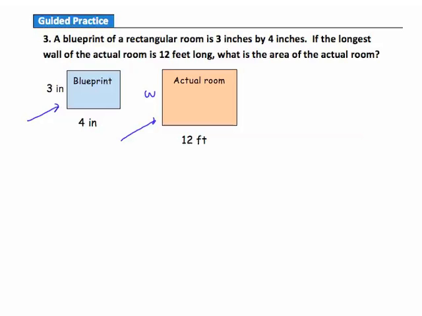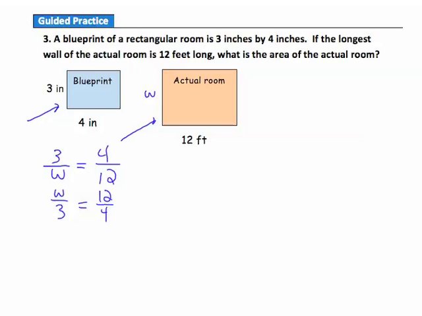So since these rectangles are similar, the blueprint to the actual room, we can use a proportion to solve for this unknown width in the actual room. So I'm going to set up my proportions again from the smaller blueprint to the larger actual room. So I'm going to say 3 is to W has to be the same as 4 is to 12. And now I want to get W in the numerator, so I'm going to flip both sides. So I would say W over 3 and then flip the right side, 12 over 4.